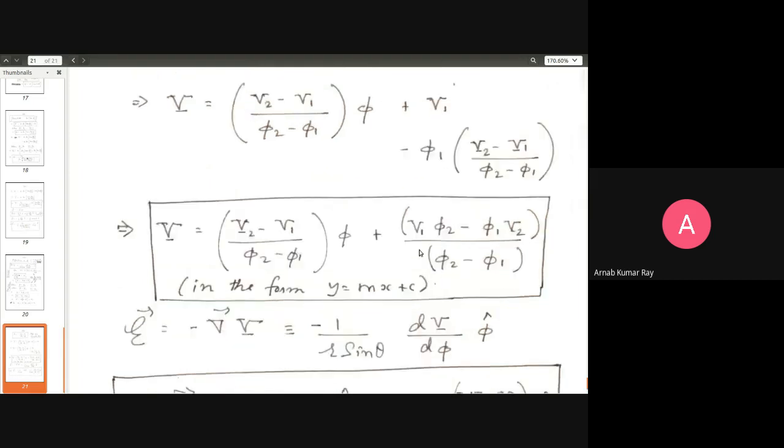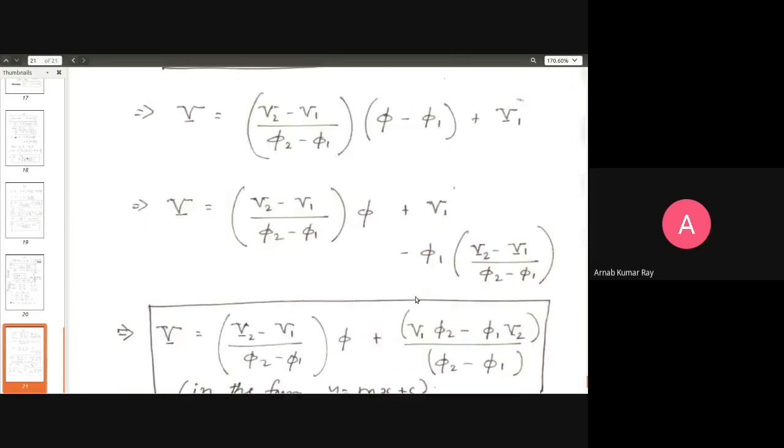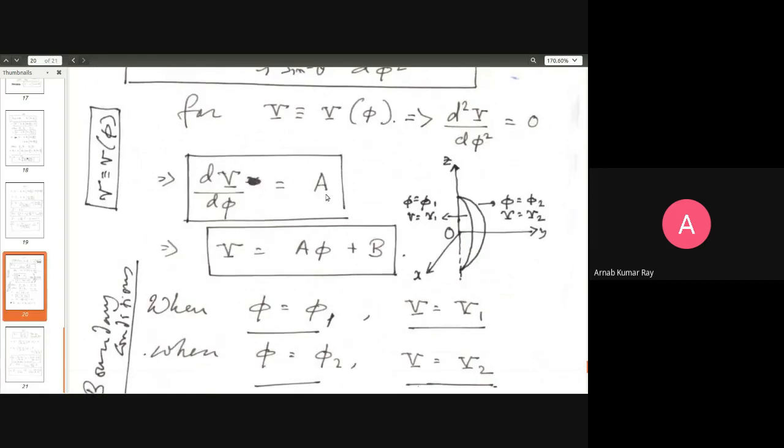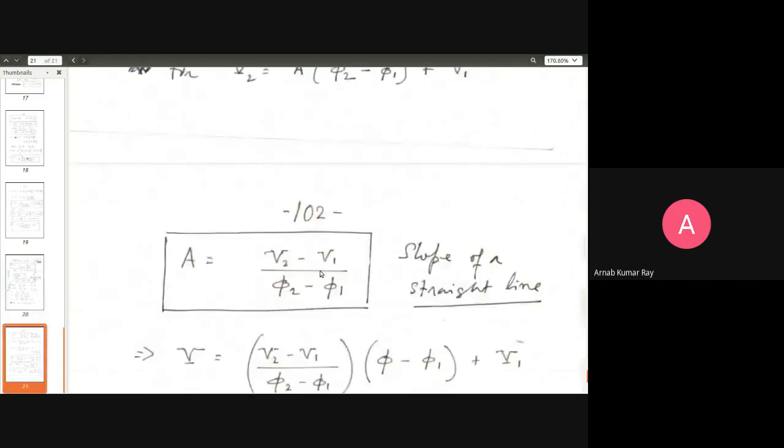Next is finding the electric field. Electric field is the negative gradient of this potential function, which is minus 1 by r sine theta dV d phi, phi cap. If that is what you have, then all you have to do is go back to dV d phi, which is equal to a, and a is the slope, this.